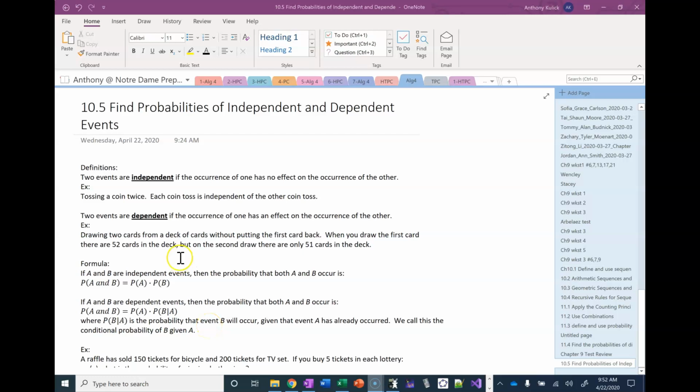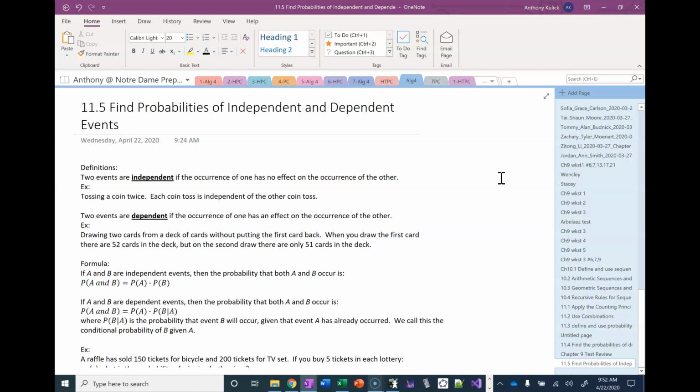Welcome back, students. Here we're going to be looking at section 11.5, which is about finding the probabilities of independent and dependent events. So let's start with some definitions. We say that two events are independent if the occurrence of one event has no effect on the occurrence of the other event.